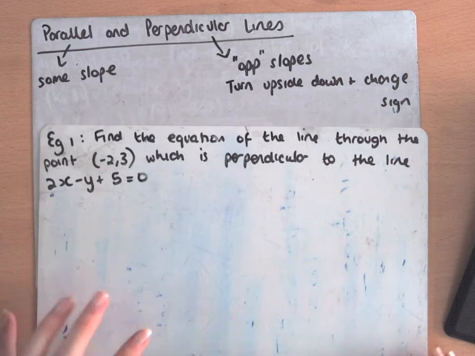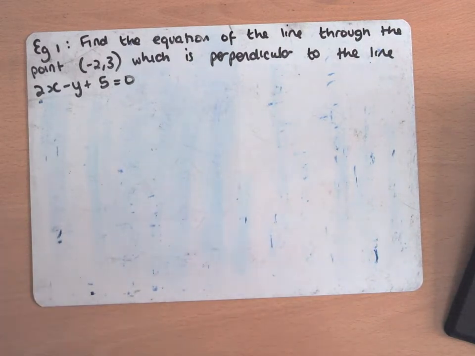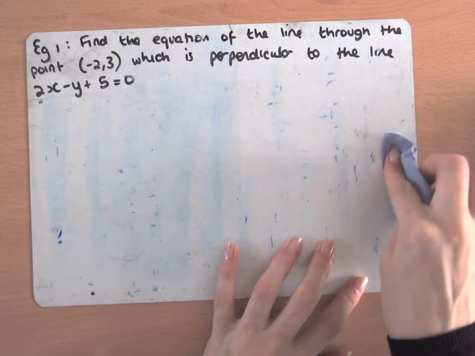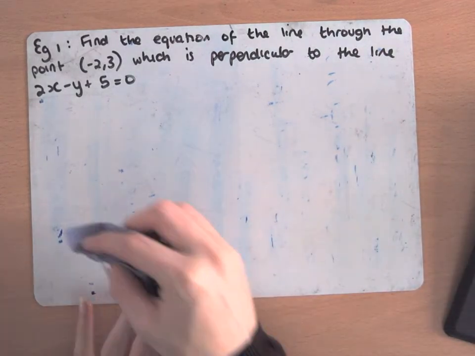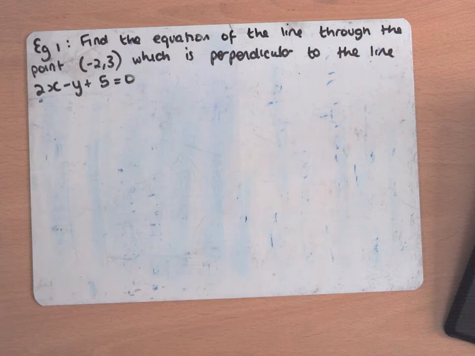Okay, so just underneath that you can start taking that down. Find the equation of the line through the point minus 2, 3, which is perpendicular to this line. Right.